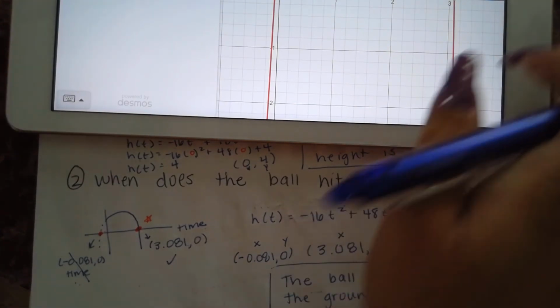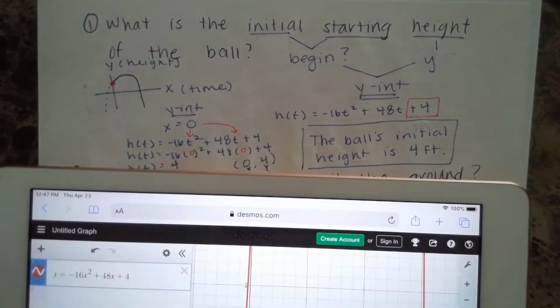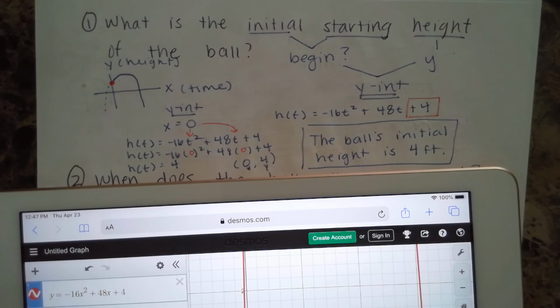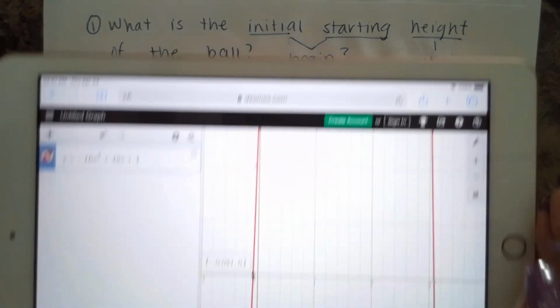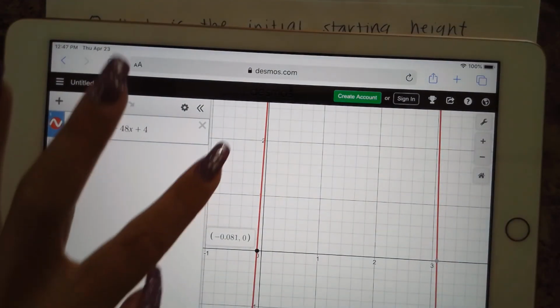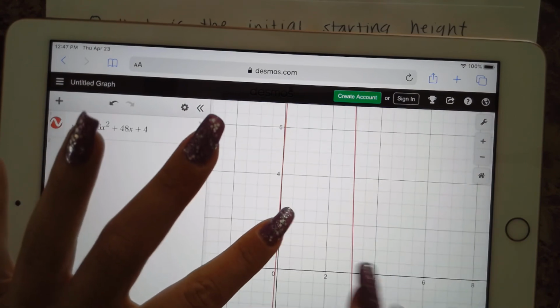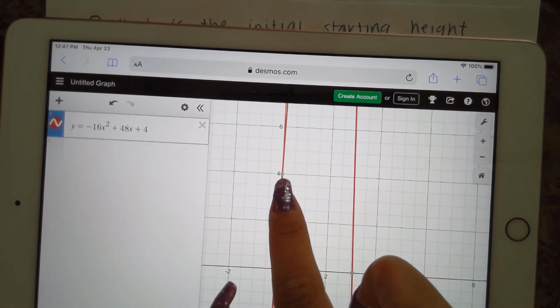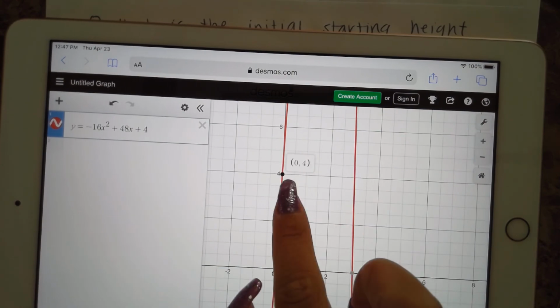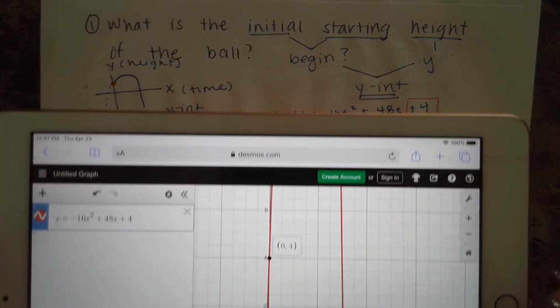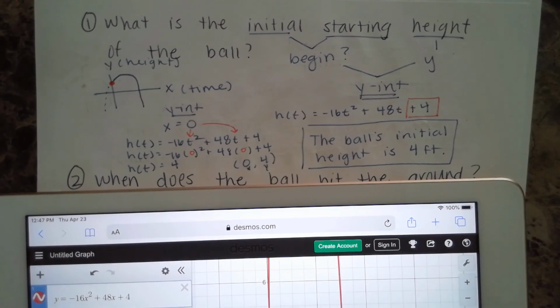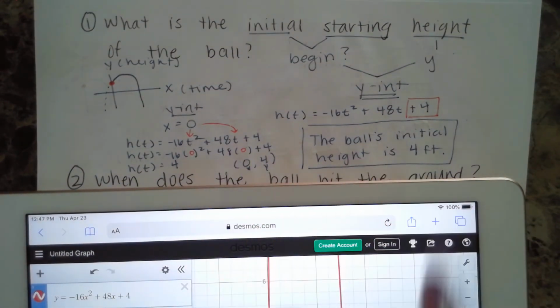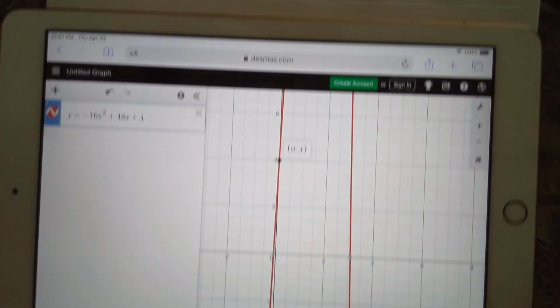Okay. Also, when we're looking at our graph, I know for our question number 1, we were looking at the initial starting height, or our y-intercept. You can actually see this on Desmos too. So we can find it. I tapped on it and look, a little dot came up, and let's check it. 0, 4. 4 feet. Okay.